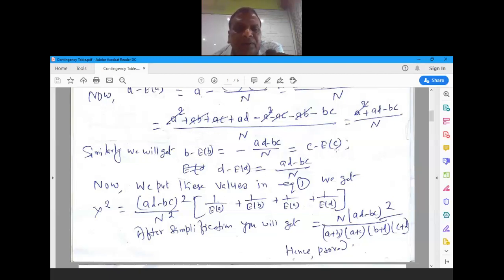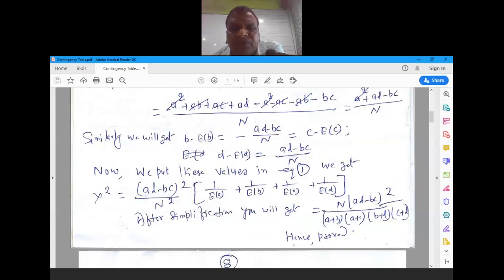And then you will find that B minus expected value of B, after simplification, you will get minus (AD minus BC) divided by N, and is equal to C minus expected value of C. So the value of B minus expected value of B and the value of C minus expected value of C are the same, and that is equal to minus (AD minus BC) divided by capital N. And now we put the value of A minus expected value of A, B minus expected value of B, C minus expected value of C, and D minus expected value of D in our equation 1.